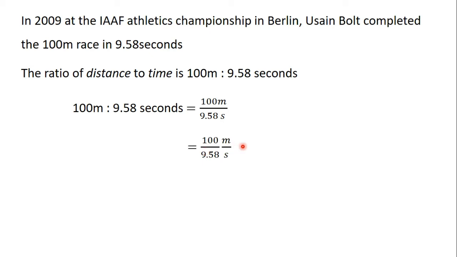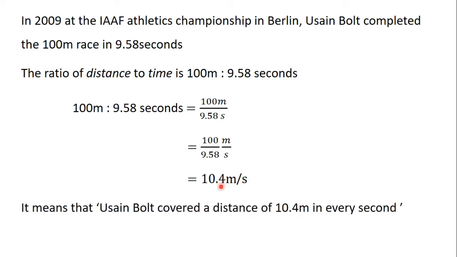Let's separate the numbers from the units. So you have 100 divided by 9.58 and you have meters divided by seconds. 100 divided by 9.58 will give us 10.4. Meters divided by seconds is written as meters per second. So this rate is 10.4 meters per second.